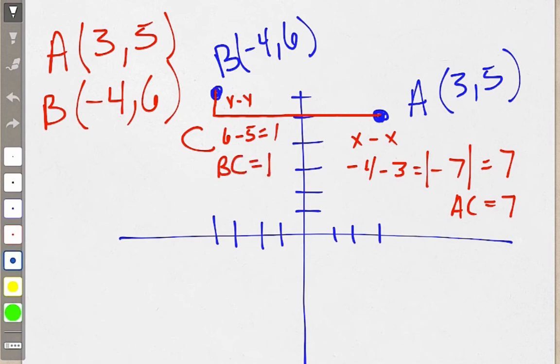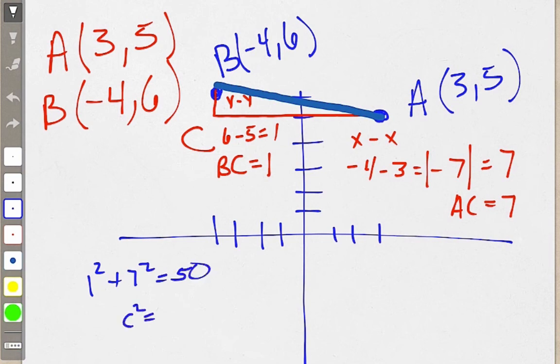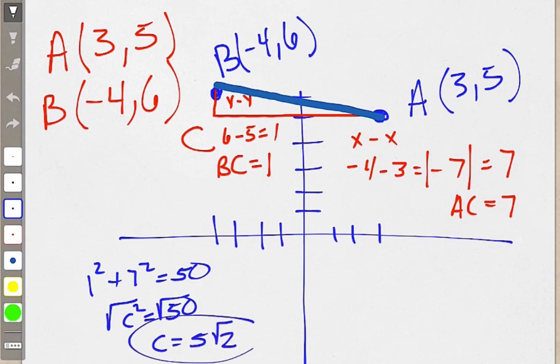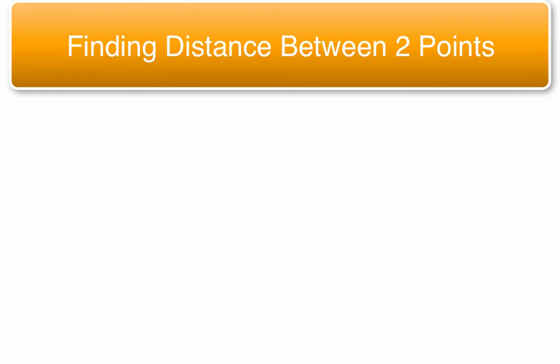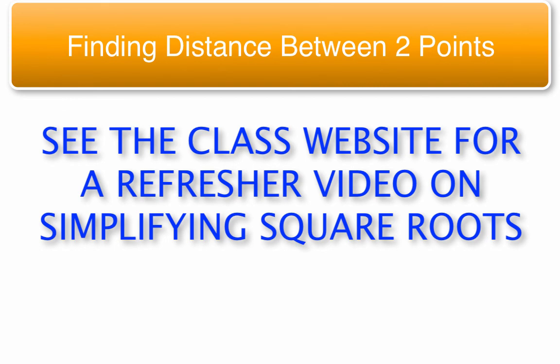I will now use these lengths in the Pythagorean theorem to calculate the distance from point A to point B. 1 squared plus 7 squared is 50, which is equal to c squared. That means I must square root 50 to find that the exact distance from point A to point B is 5 root 2. If the directions state that you should leave your answers in exact form, then do not use a rounded decimal or an approximation. For a refresher on simplifying square roots, please refer to the Simplifying Square Roots video on my webpage.